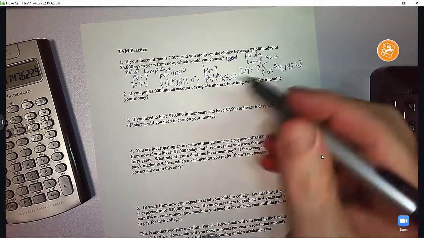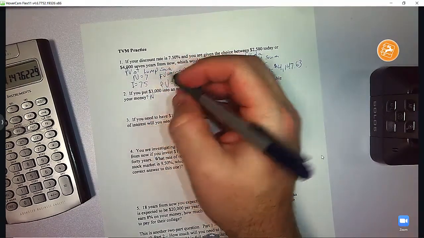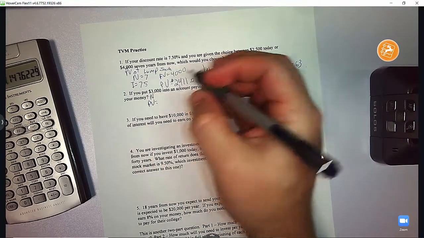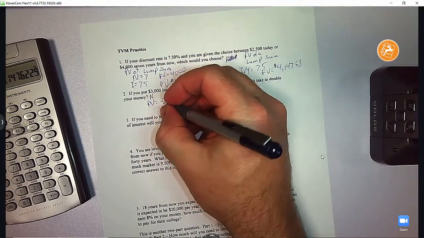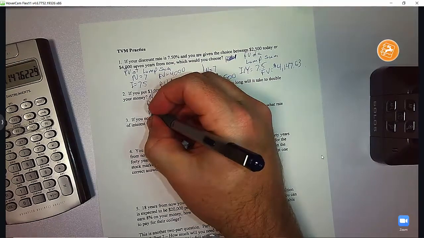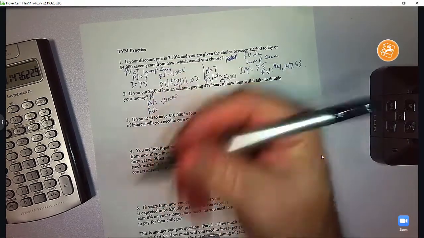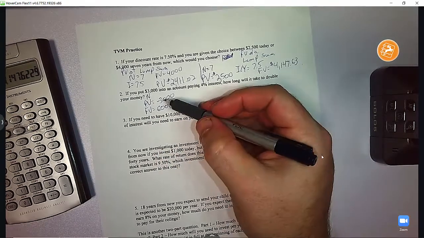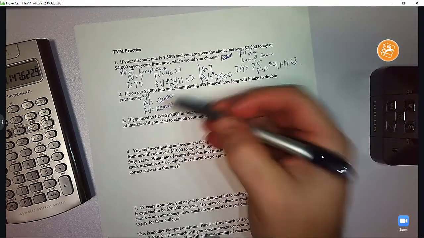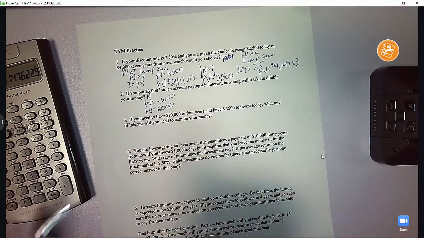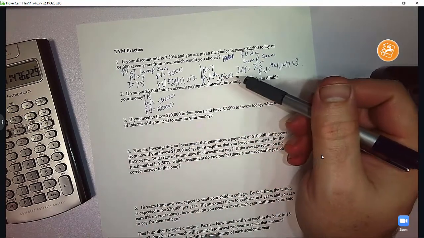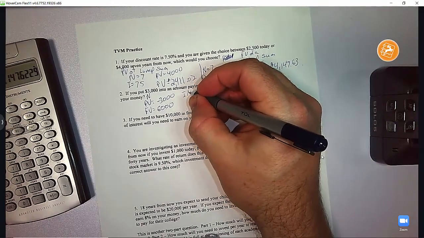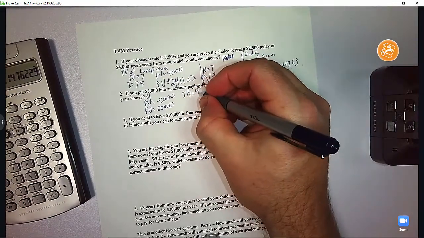So I'm looking for N. My present value is equal to negative 3,000. My future value is going to be double that, because that's what I'm going for. It's going to be 6,000. Again, note, negative number here, positive number here. I'm going to actually work this incorrectly, so you can see what happens. And my account pays an interest rate of 4%.